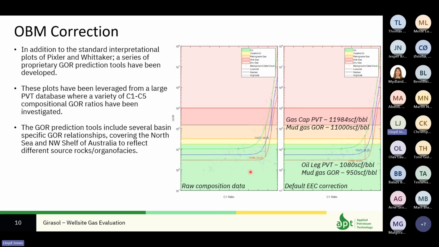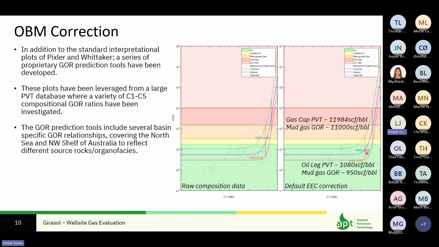It's only when you apply the correction factor, just the default correction factor that we apply if we don't have any more information about the oil-based mud, that we know that actually we're quite way off the actual PVT GORs. Once we apply the correction factor, the gas cap GOR decreases and the oil leg GOR decreases too. And then the predicted GORs are comparable to the measured PVT samples. For the gas cap, the predicted value is around 11,000 scf per barrel, and the actual measured is just below 12,000. So quite an excellent match there.